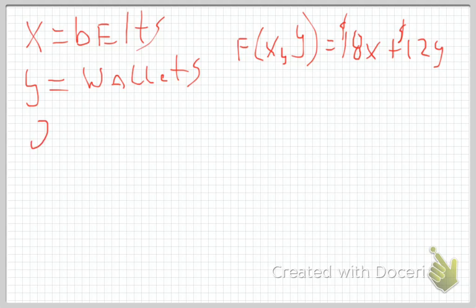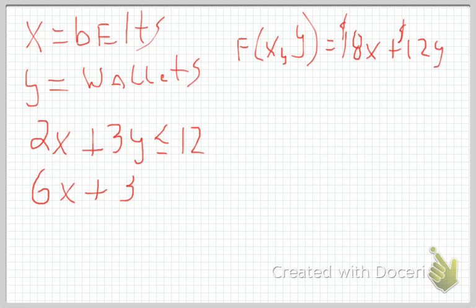We need 2 hours of cutting time for the belts, plus we need 3 hours cutting time for the wallet, and that's got to be less than or equal to 12 hours because that's all the machine's available for the week. We also need 6 hours sewing time for a belt, plus we need 3 hours sewing time for a wallet, and that's only available 18 hours, so that's less than or equal to 18.